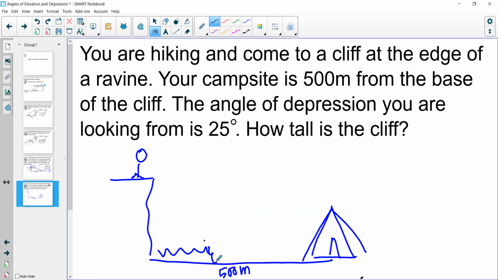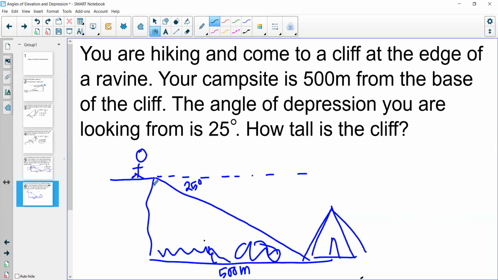That's not very far. We're pretty far away from that ravine there, right? We may maybe have some boulders. I don't know what kind of picture you want to draw. It says the angle of depression that you're looking from is 25 degrees. How tall is this cliff? So how tall did we just go? Well, I'm going to go from the base of my cliff, like I said, because we don't know our height. This is where we're starting at. And we just determined that our angle of depression, or the degrees that we're looking down, is 25 degrees.